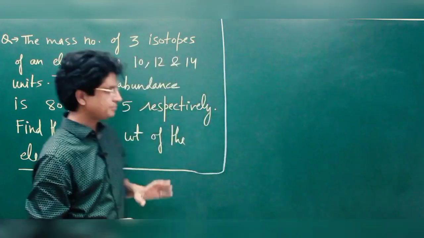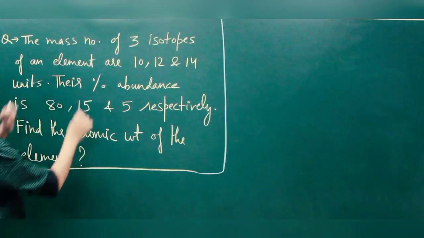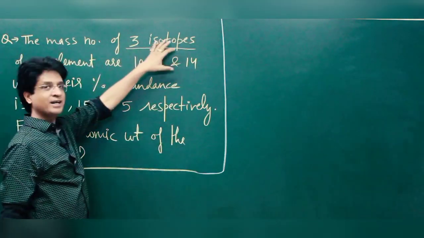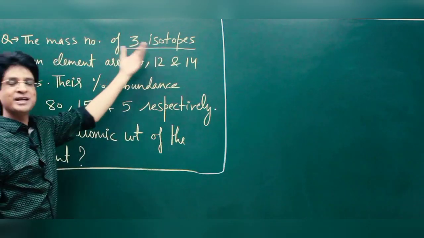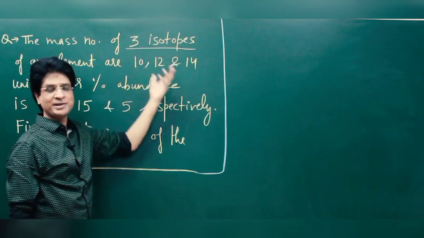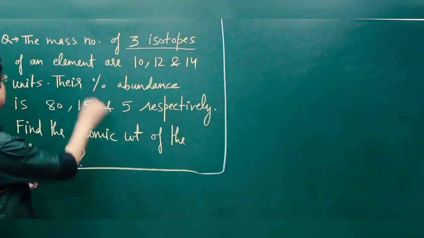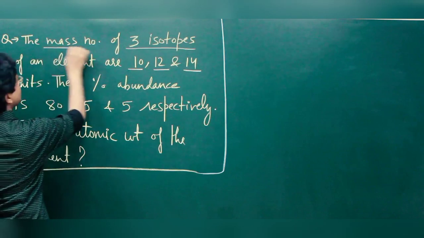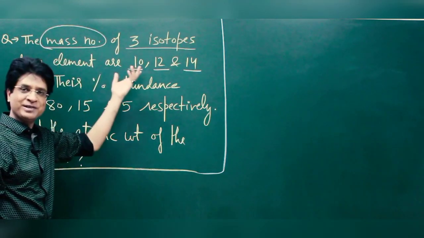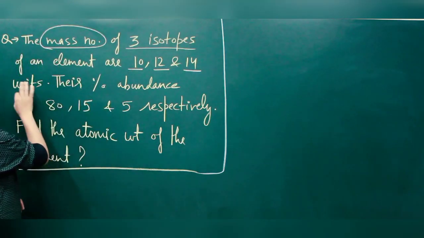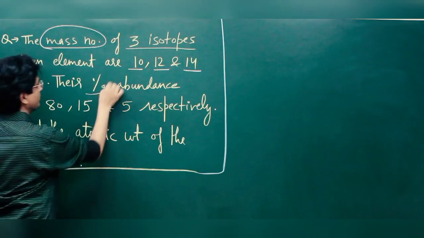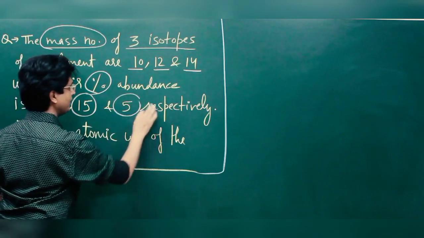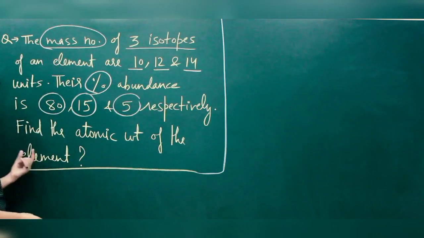So let's see that. This question says the mass numbers of 3 isotopes of an element are 10, 12 and 14. Isotopes are different atoms of the same element with different mass numbers but the same atomic number. What do you mean by mass number? Atomic mass number, A units. Their percentage abundance is 80, 15, 5 respectively. Find the atomic weight of the element.